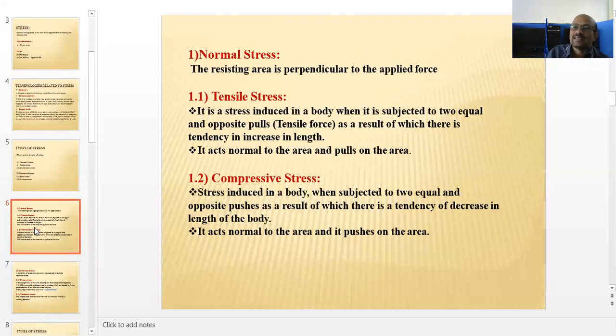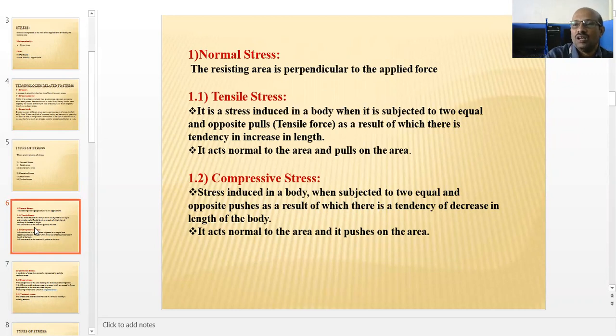Another one is tensile stress. Tensile stress is a stress induced in a body when it is subjected to equal and opposite pulls. Pull is also one force, push is also one force. I will show the drawings again for tensile stress. So tensile stress is the stress induced in a body subjected to equal and opposite pulls.